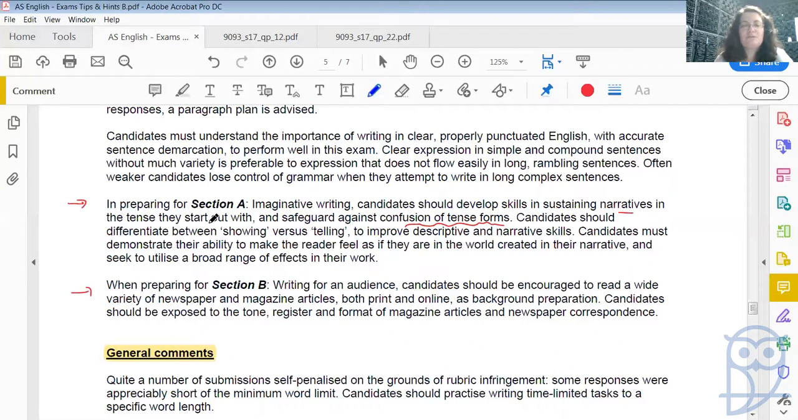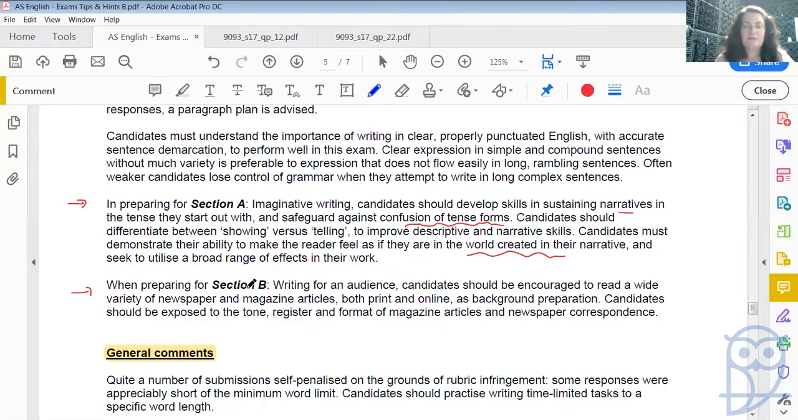Candidates should differentiate between showing versus telling to improve descriptive and narrative skills. So don't just give a summary of a story, show what happens, use dialogue, describe gestures, describe settings in your narrative. Okay. Candidates must demonstrate their ability to make the reader feel as if they are in the world created in their narrative and seek to utilize a broad range of effects in their work. So make it as real as you can, as believable as you can.